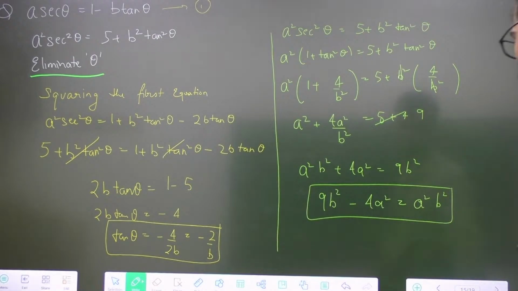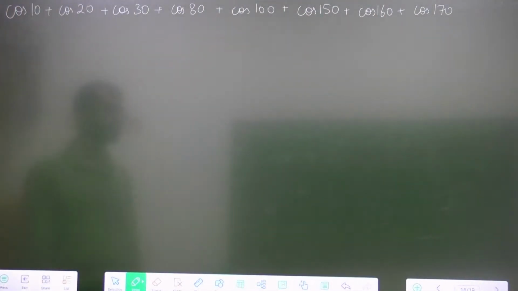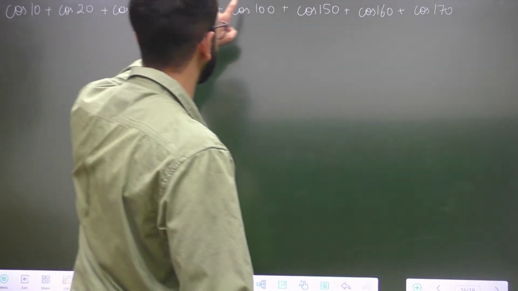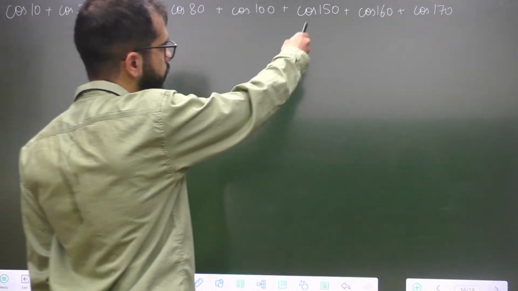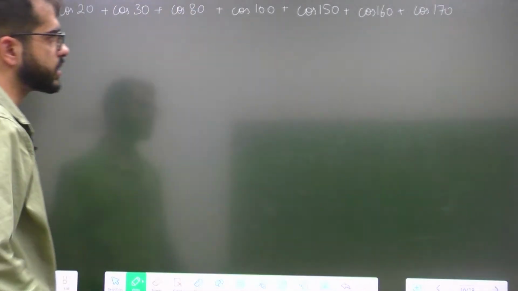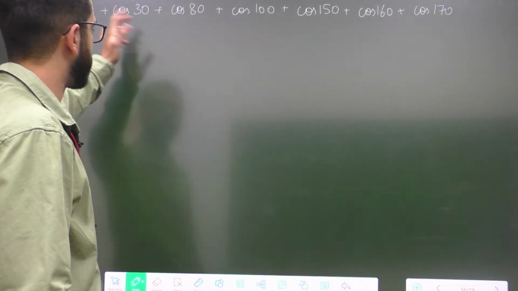Okay, let's move forward. Now I have a different question. Now this is a series. Let's count the number of terms which are present over here. That is 1, 2, 3, 4, 5, 6, 7 and 8. Now as we observe, we know the value of cos 30. We also know the value of cos 150. But since they are present in a series, that means there has to be something which is relating the first element with the last one, the second term with the second last one, and so on.